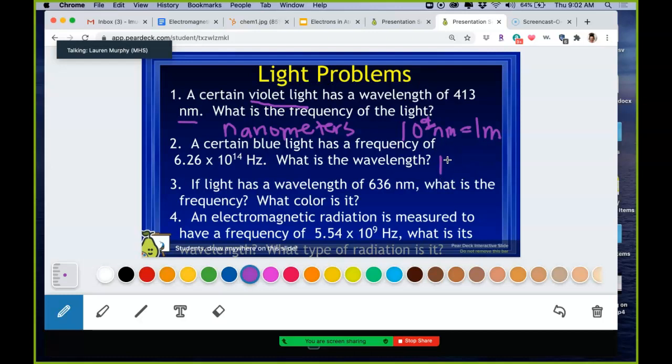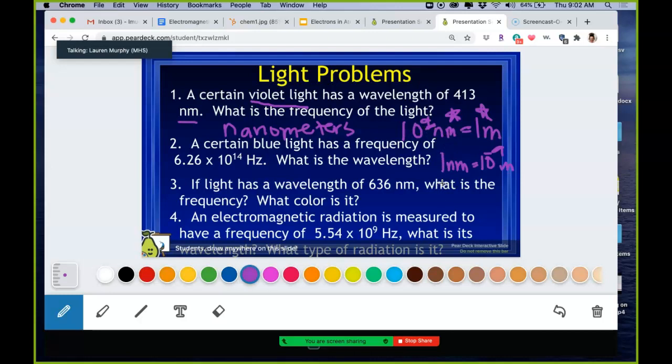Now you can write this opposite. 1 nanometer is 10 to the negative 9 meters. I do not prefer this way. I would really, really prefer if you use this way, just so we don't have to deal with negative exponents. This isn't wrong right here. It's just, instead of dealing with negative exponents, let's just do it this way. Again, I'm not going to penalize you if you do it this way. 1 nanometer is 10 to the negative 9th meters, but I would prefer this way.